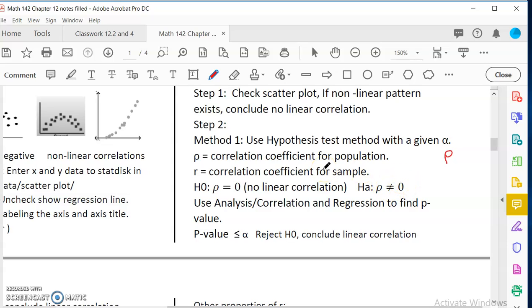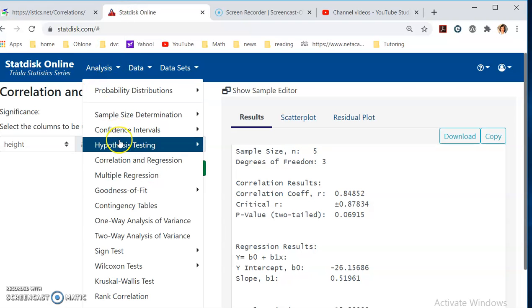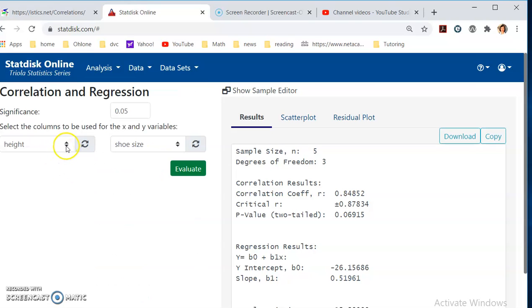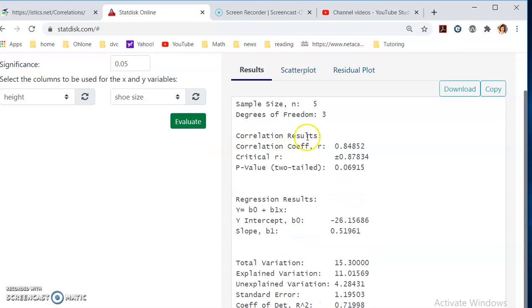And where do we find the p-value? I find the p-value using the same method that I find R. If you do analysis, correlation and regression, you select your matched pair data. You will have the correlation results, because we're studying correlation. These are the few numbers: correlation coefficient R, critical R, and p-value. These are the three numbers that you should write down. The p-values are two-tailed. Why?